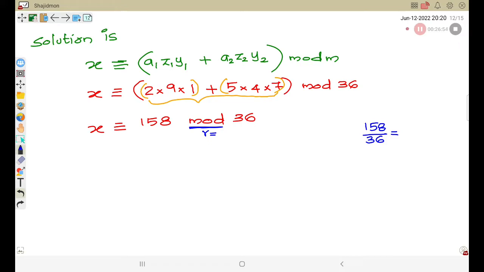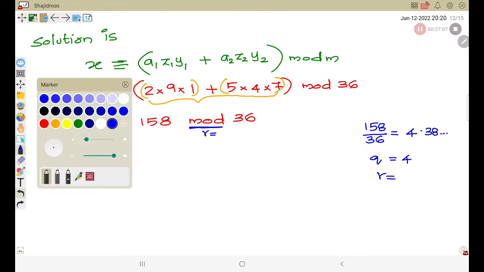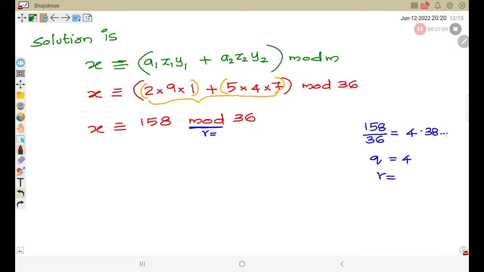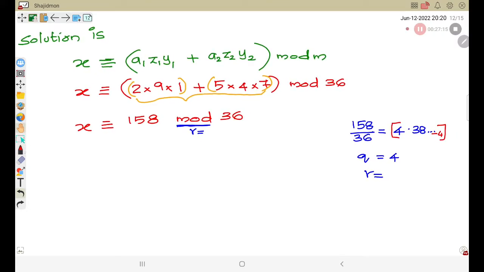So 158 divided by 36, using the calculator, gives 4.3888. What is the quotient? The quotient is 4. Now find the remainder. Remainder equals 158 minus 4 multiplied by the divisor. What is the divisor? 36. So subtract 4 times 36 from 158, and you will get 14. This number is the remainder, so x equal to 14 is the solution.